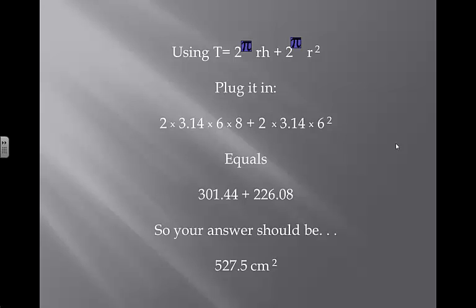The only thing that's difficult about this is making sure you know the equation for total area and the equation for surface area as well.